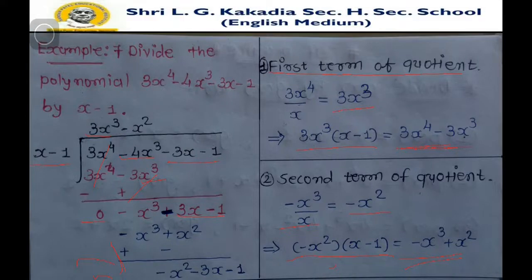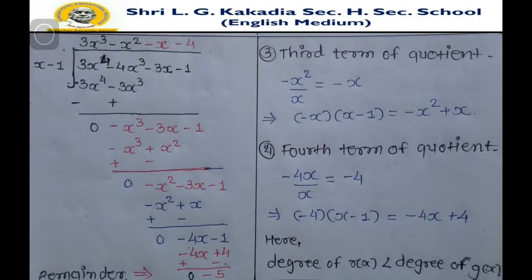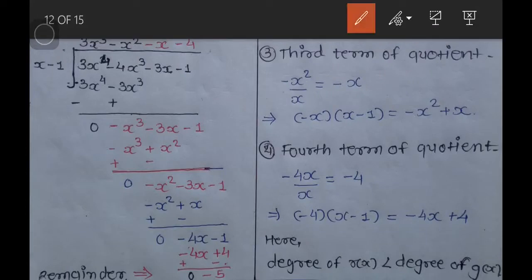Now for our next process, we again find the third term of the quotient. We continue this process until we get the degree of the remainder less than the degree of the divisor. So here again we repeat our process: the first term of the dividend, we divide it by the divisor. Then we get minus x. We multiply minus x with x minus 1. Then we get minus x square plus x.